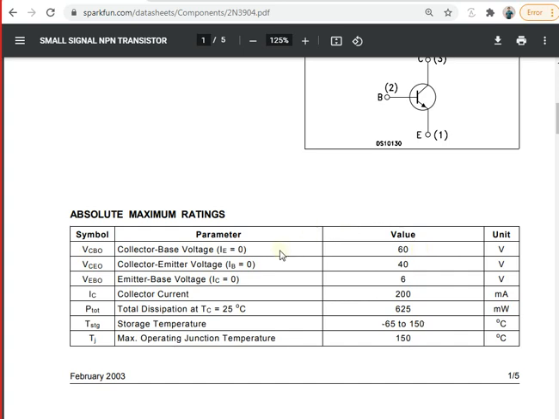And the collector current, as I told you previously, was 100 milliampere. I guess this one is coming from a different manufacturer, that's why it is 200 milliampere. But otherwise, I will show you the data sheet also. It is 100 milliamperes over there.